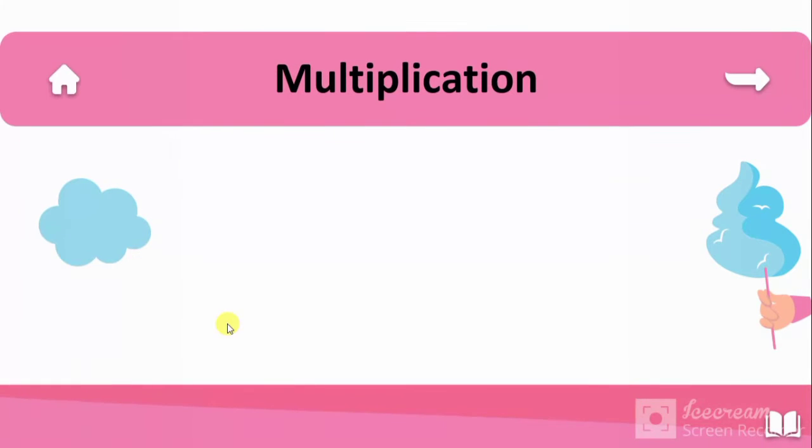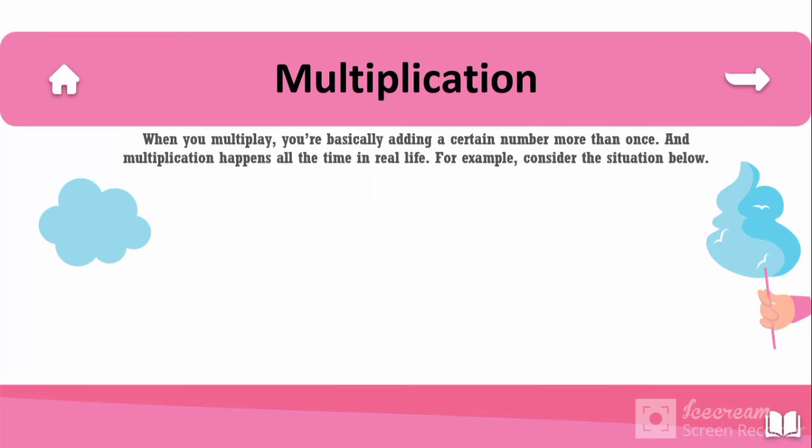Next, when you multiply, you are basically adding a certain number more than once, and multiplication happens all the time in real life. For example, consider the situation below.